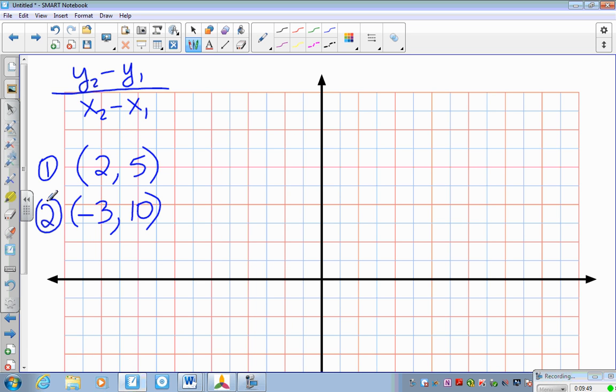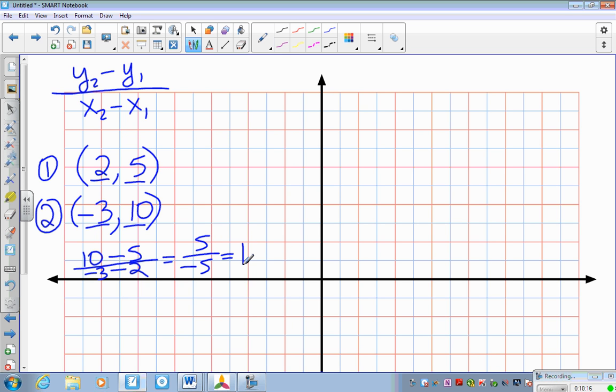Take y2, well that's 10, minus y1, 5, all over x2, negative 3 minus x1, 2. 10 minus 5 is 5. Negative 3 minus 2 is negative 5. So I get a positive 1.